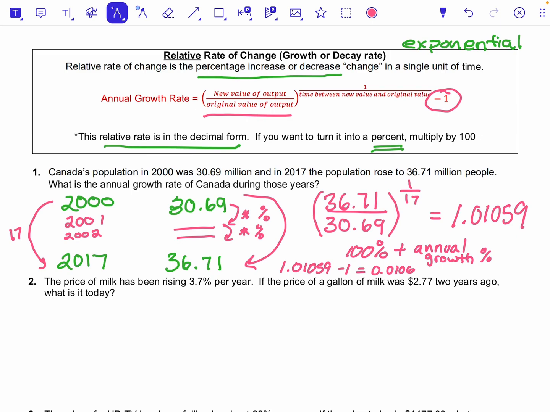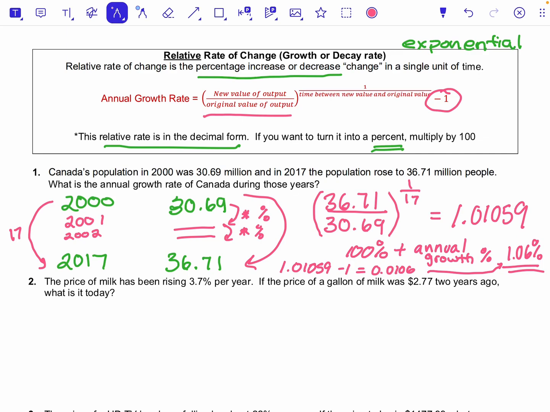And I want to turn this into a percent, so I would multiply that by 100. I'll do little arrows over here. So that would be about 1.06% was the annual growth rate. So a little connection to how it's being built and then how that formula works.